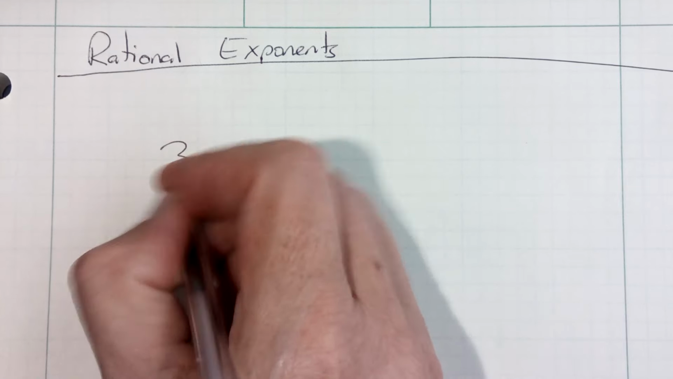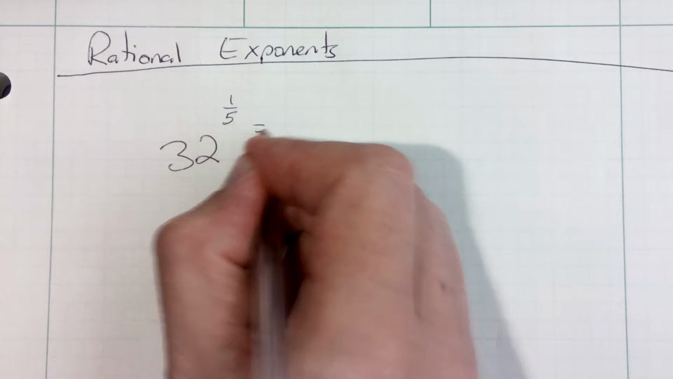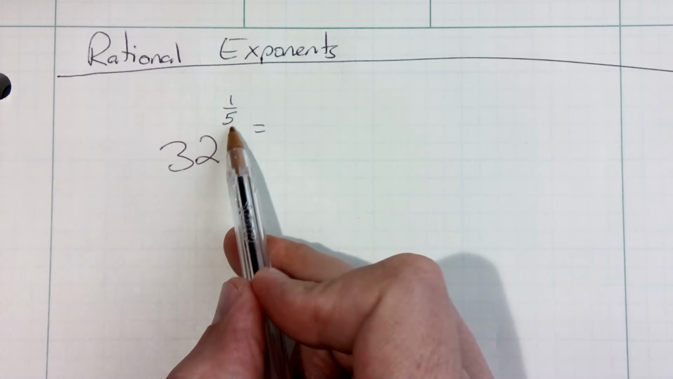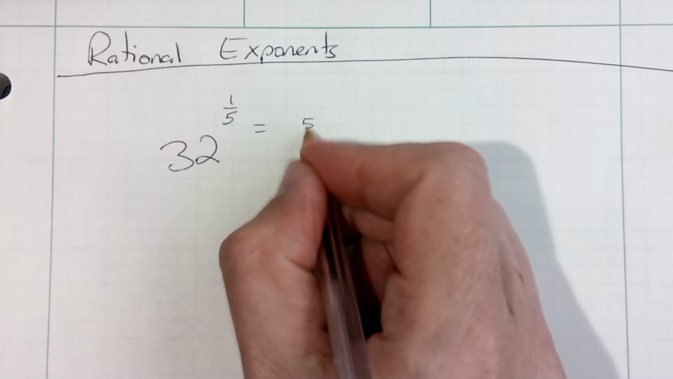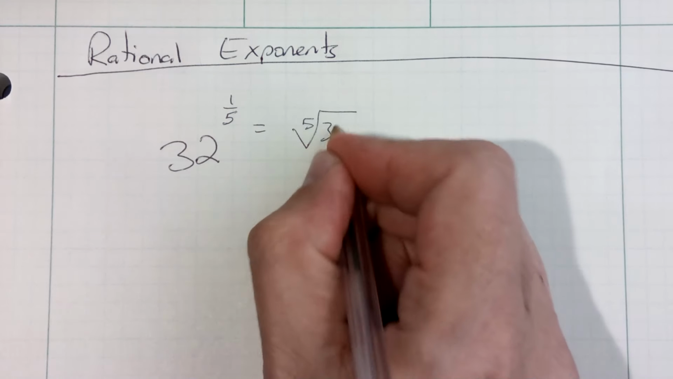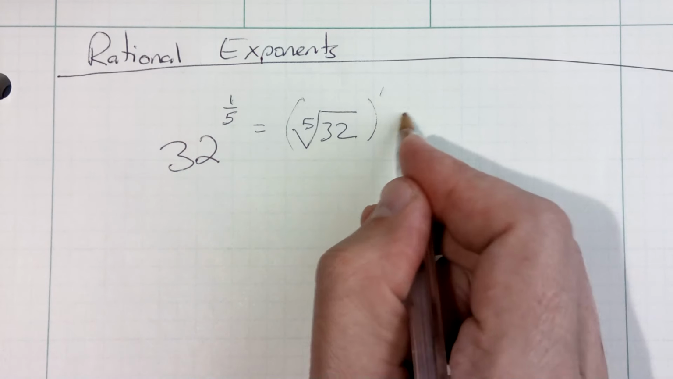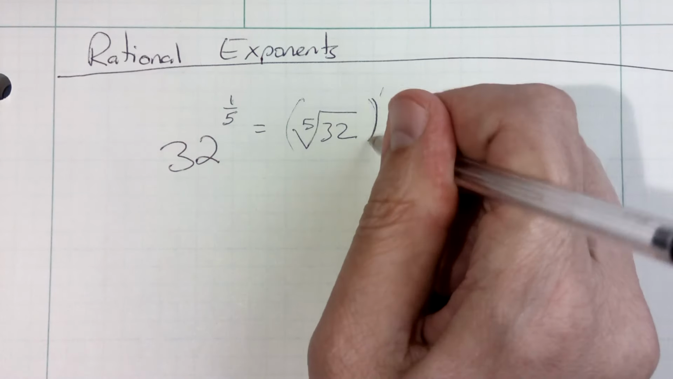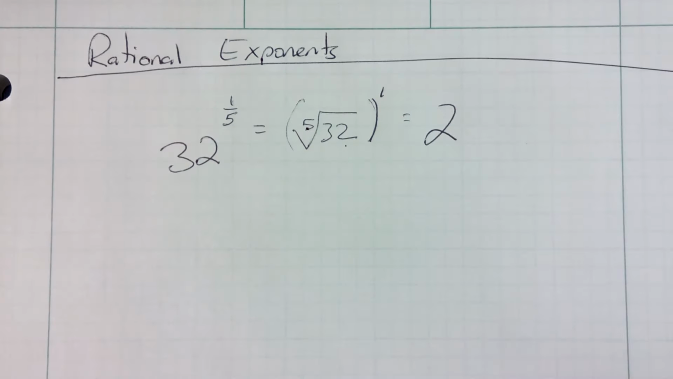If I give you 32 raised to the 1/5 power, remember the denominator is a root. So that means I'm literally taking the 5th root of 32. The 1 on top, we could say it's raised to the 1 power, but that's not going to change anything. But what's the 5th root of 32? It's 2.